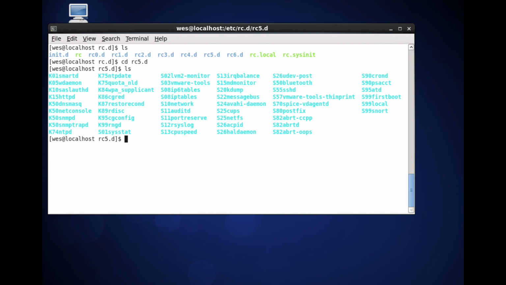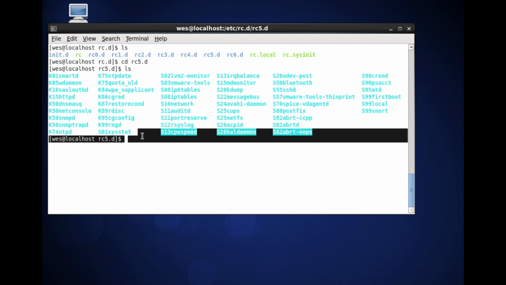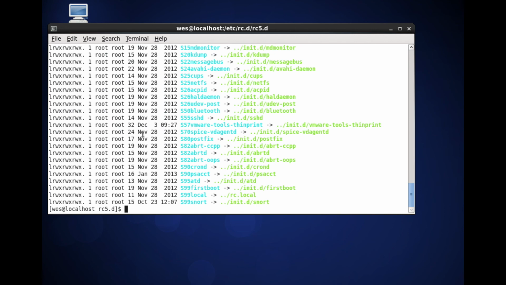In other words, these are not files themselves, they are soft links that point to somewhere else on the system. The second thing that you'll probably notice is they all start with a K or an S. You see this? And then a number. The third thing you'll notice, if you have a good memory, and you may not, and that's okay, is that a lot of these look like everything that you saw in init.d. And guess what? If we do a long listing, the reason for that is because they are.